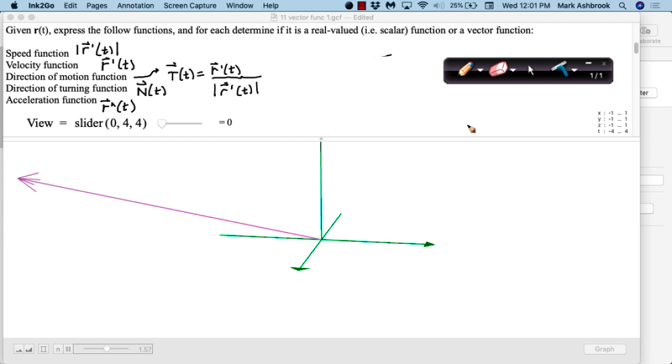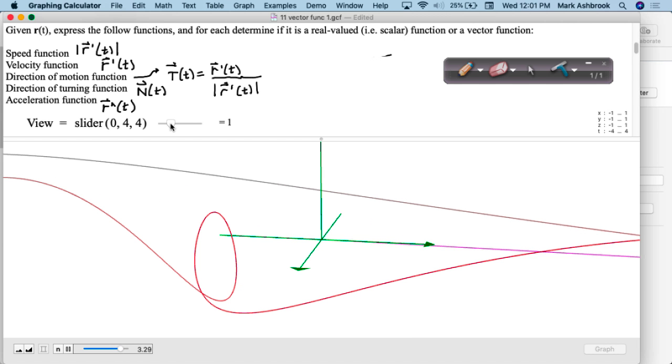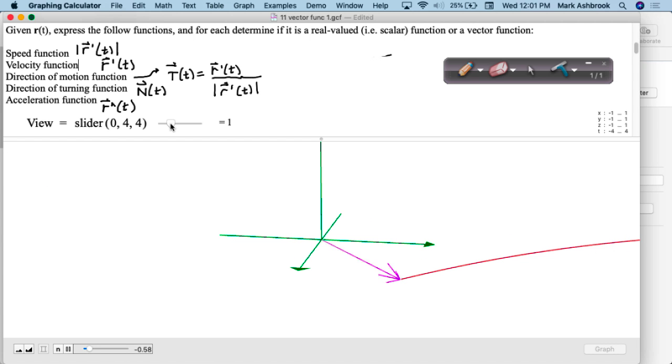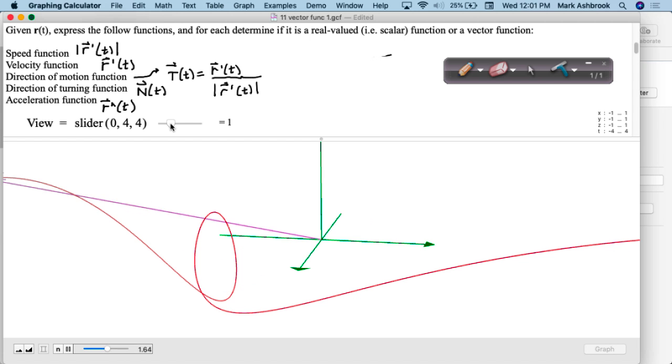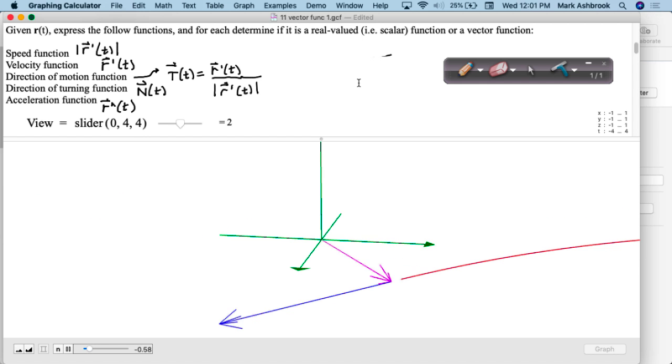So remember that vector functions can be represented by curves by taking all of the vectors and putting them in standard position and sweeping out the curve as little t increases. Okay, so what am I showing with the blue vector?